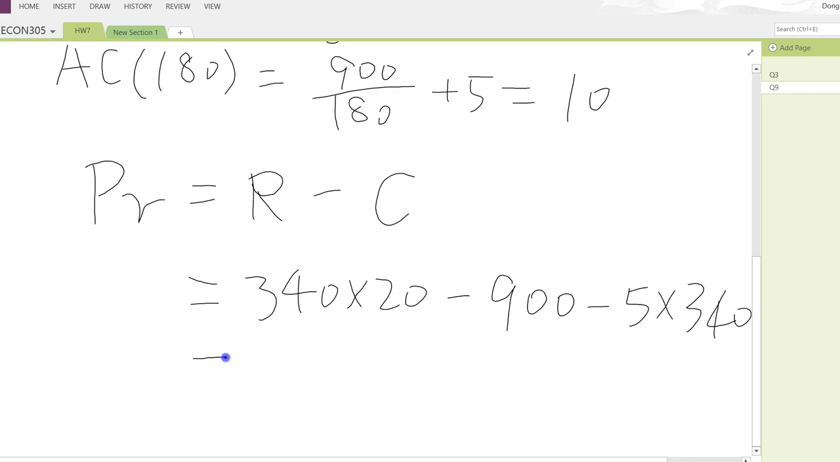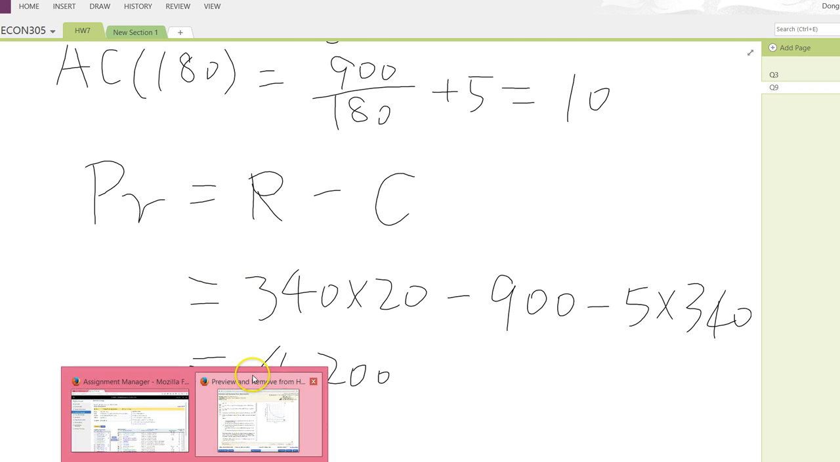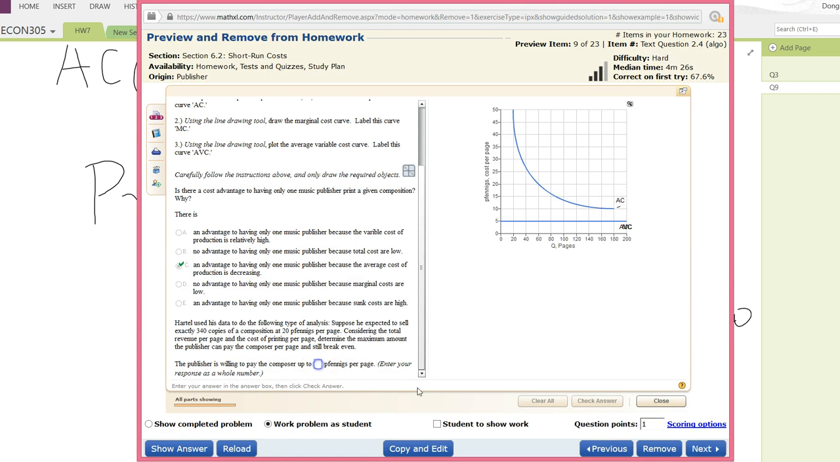So if we put this into the calculator, we can calculate this amount, which is 4,200. So now let's put this number in here, 4,200.